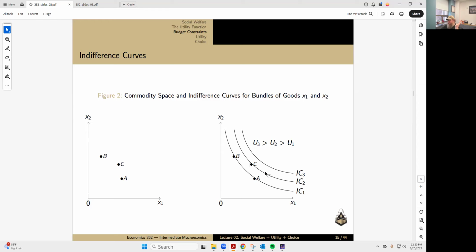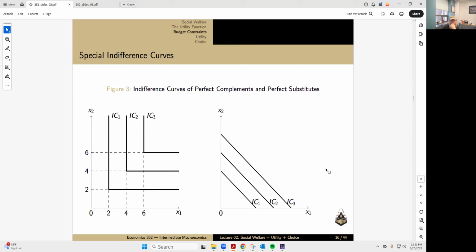The idea here is just that an indifference curve gives us a visual representation of utility. And then later on, we're going to combine indifference curves with budget constraints to get a visual representation of utility maximization. That's what we're working towards. Indifference curves can accommodate lots of different preferences.